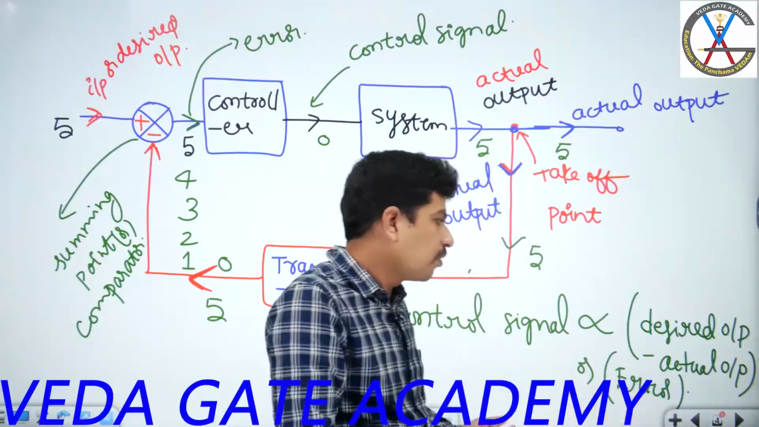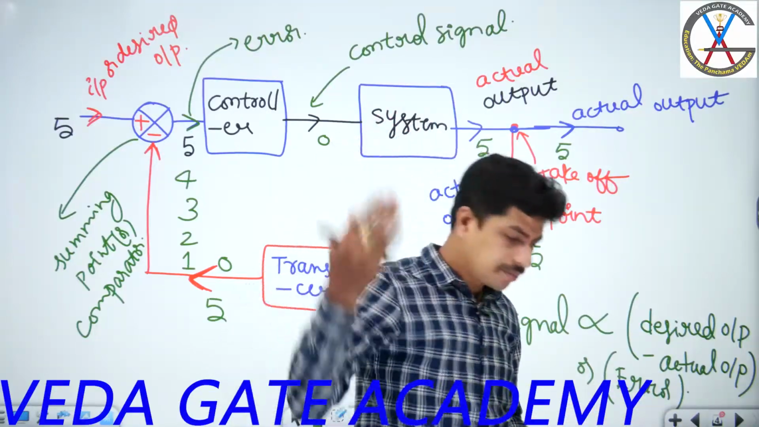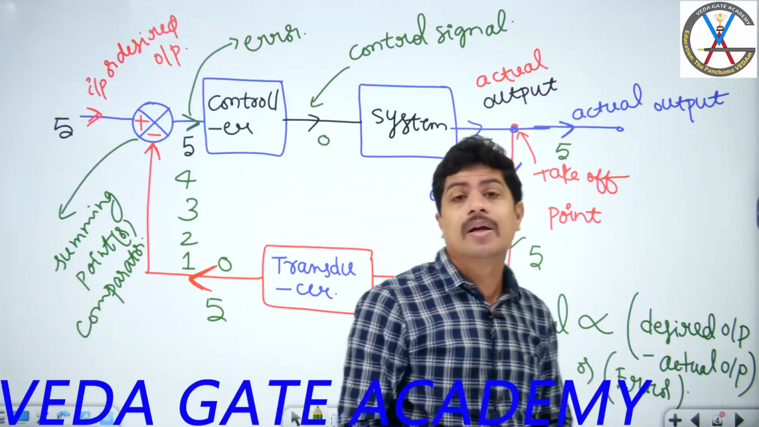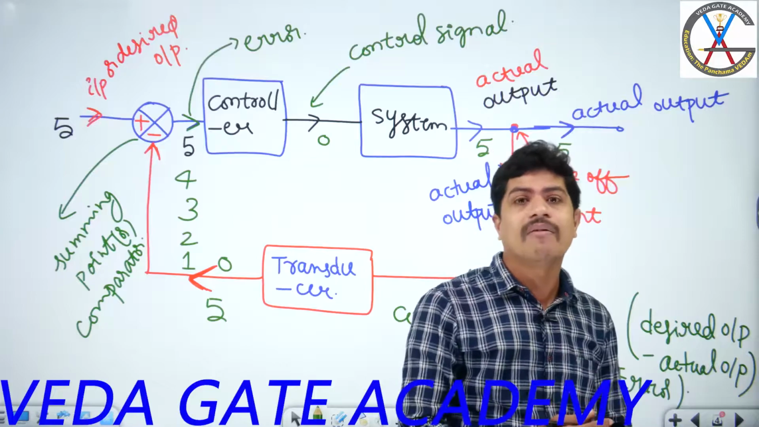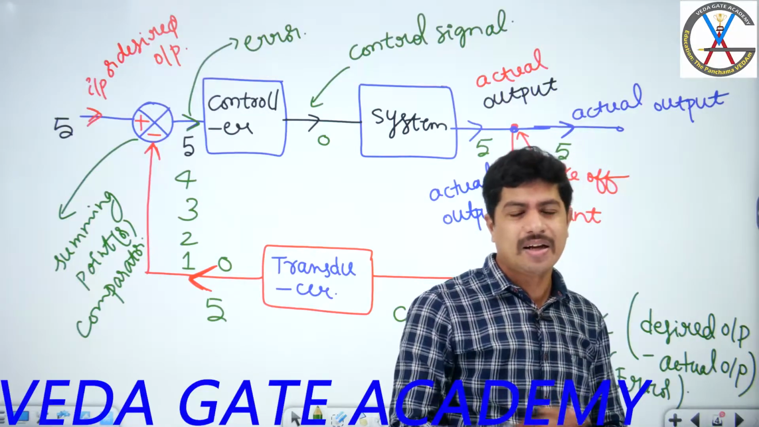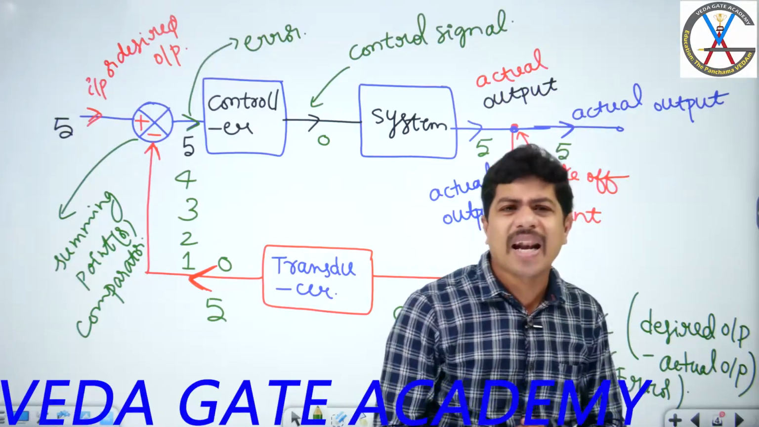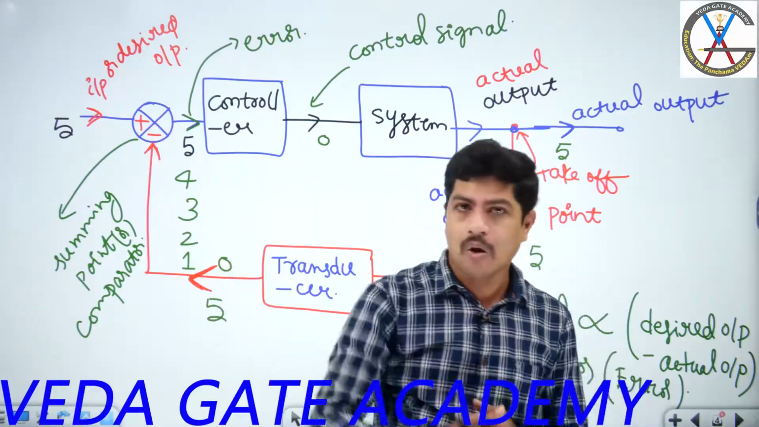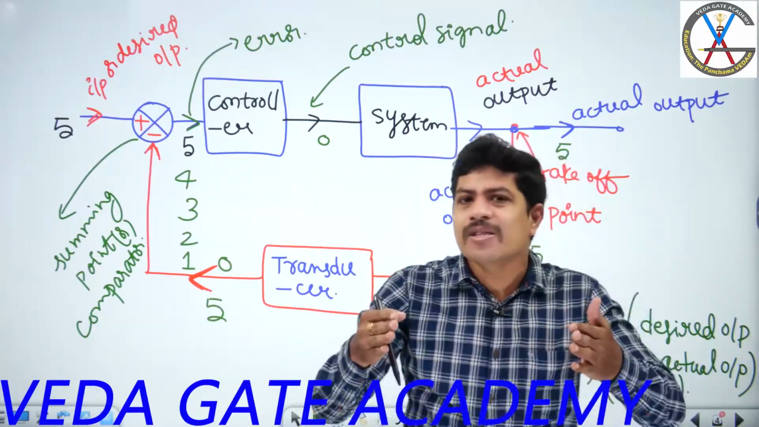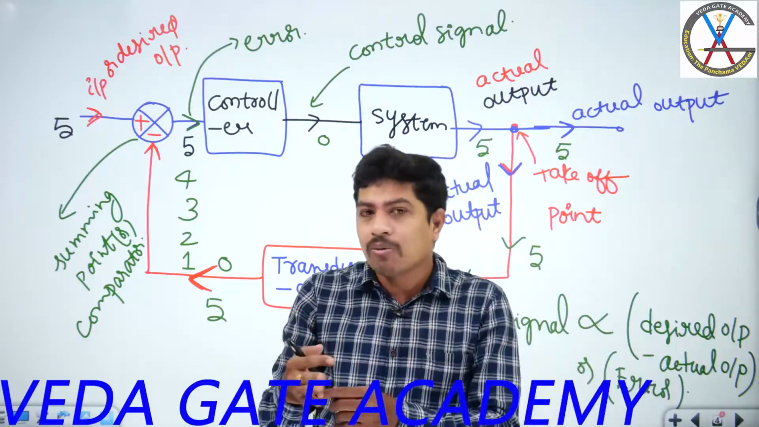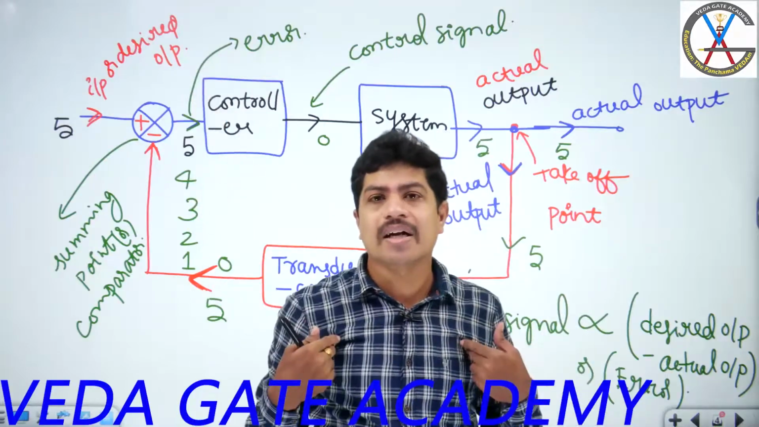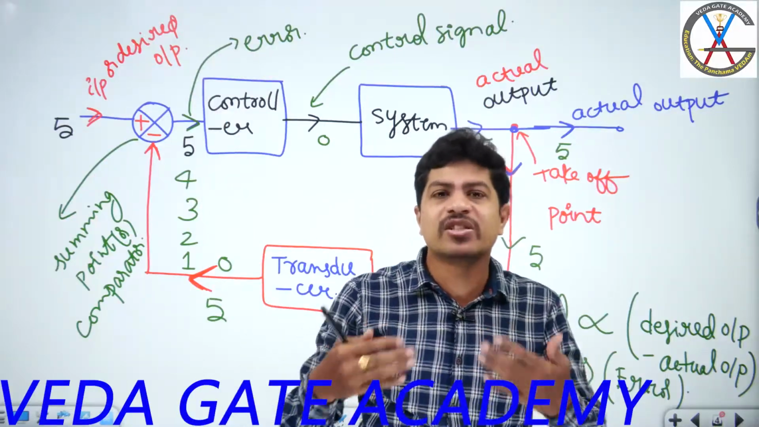You will understand all these things carefully in a dedicated chapter, the third chapter, that is time response analysis. In that we have a topic called steady state error. Error means the difference between desired output and actual output. See, the difference between desired output and actual output is reducing.